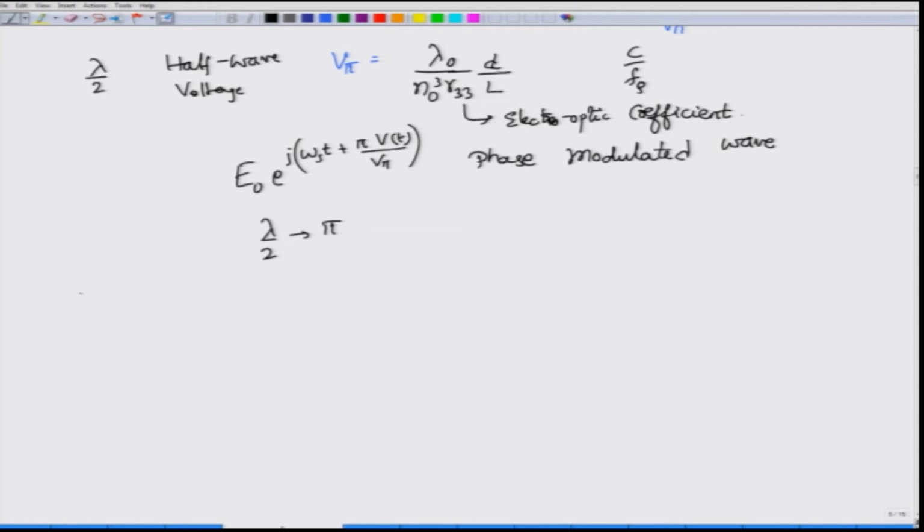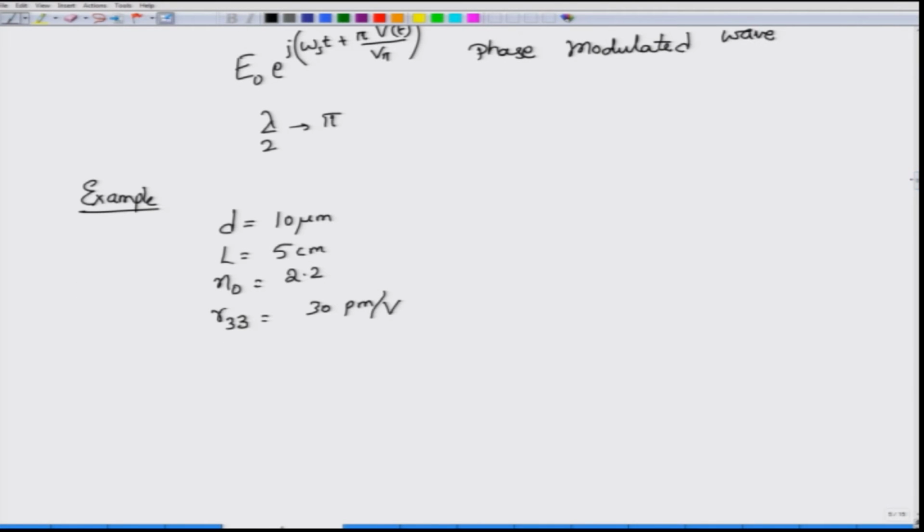Let us do a simple example here, okay, to calculate some numbers. So, let us assume that the thickness d is about 10 micron, and let us say the length of the modulator is 5 centimeter. Let us say in the absence of any input voltage, n0 is 2.2, the Pockels coefficient R33, which is the electro-optic coefficient or the Pockels cell coefficient, is given by 30 picometer per volt. That is, if you apply 1 volt, you will get R33 of 30 picometer, okay.